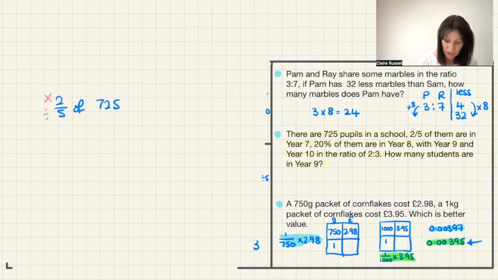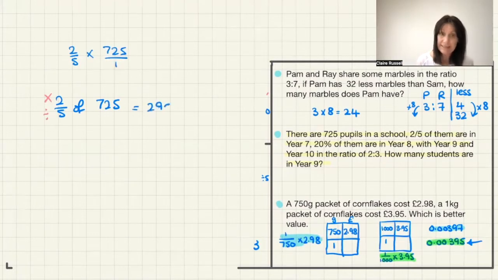Now, equally, you could argue that you could do this as well. And of course you can. Of means times. Either way, we've got a calculator. We can just pop them straight in the calculator to finish them off. So that is going to give me 290. We've then got 20% of them in year 8. So 20% of 725.